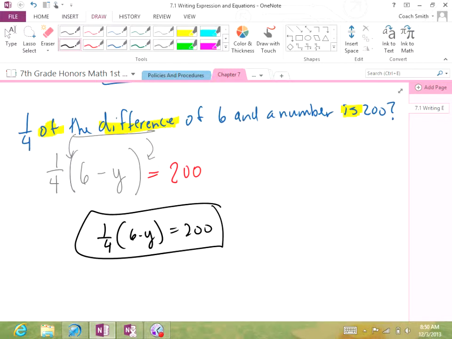Now, if that would have said 1/4 of 6 minus a number, then it would be 1/4 with parentheses around the 6 and then minus y. But since it said 1/4 of the difference, the difference goes in parentheses. And if it would have said 1/4 of the sum, then the sum would be in parentheses.